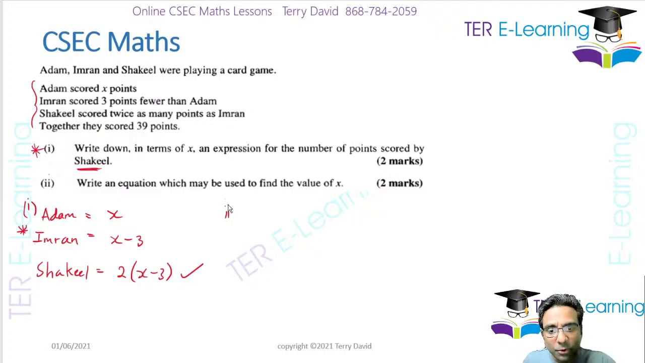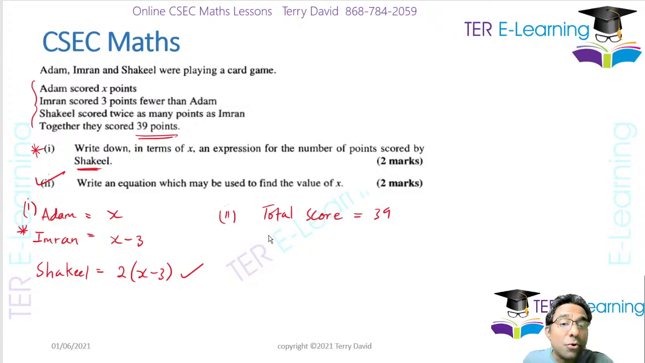Now part 2. Write an equation which may be used to find the value of x. So now we have to use the information in order to solve for x. They told us something about the total score. They said together they scored 39 points. So my total score is equal to 39. They told us that in the question.